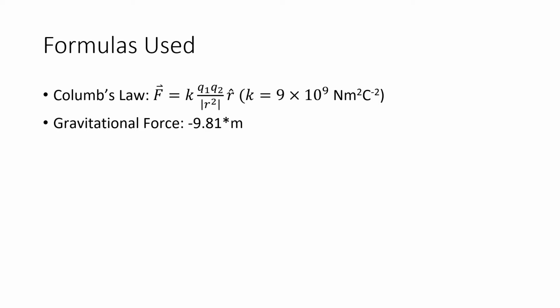For the formulas used, we'll be using Coulomb's law, which is the electric force equal to K, which is equal to 9 times 10 to the 9th power, times charge 1 times charge 2, over the distance of separation between the two charges squared, times the direction vector, r hat. And then for the gravitational force, we calculate that by 9.81 times the mass of the object.